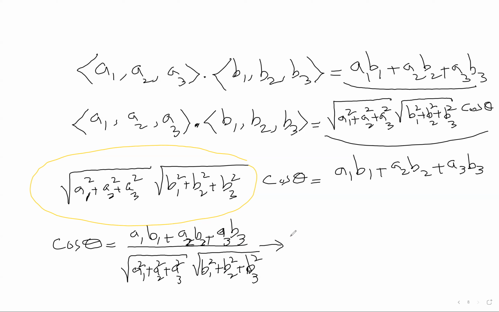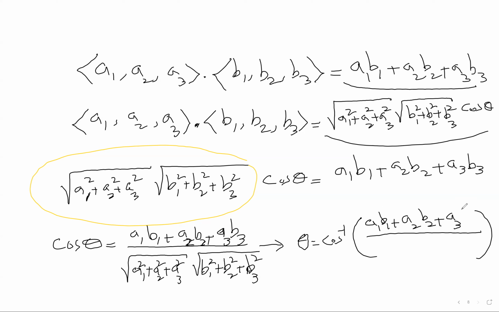And from here, I get to the formula that you see on the previous page, that theta is cos inverse of this ratio: A1 B1 plus A2 B2 plus A3 B3 divided by radical of A1 squared plus A2 squared plus A3 squared times the radical of B1 squared plus B2 squared plus B3 squared.